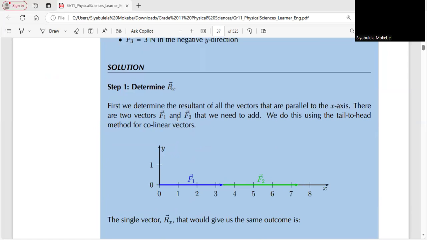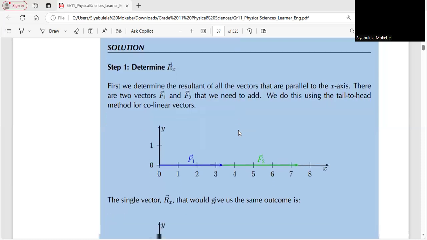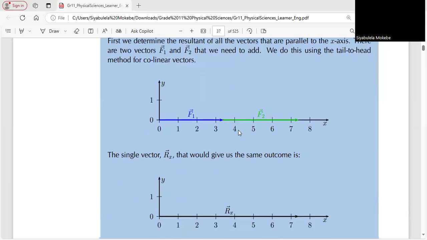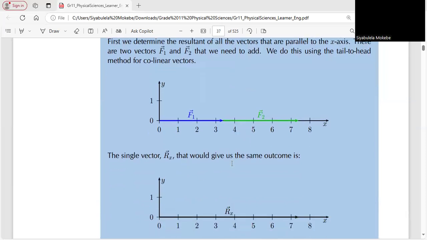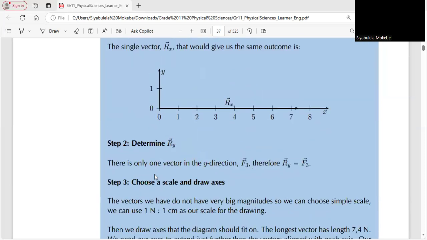First, we determine the resultant of all the vectors that are parallel to the x-axis. There are 2 vectors, f1 and f2, so we need to add. We do this using the tail to head method for collinear vectors. The single vector Rx that would give us the same outcome is this black one. There is only one vector in the y direction, f3, therefore Ry is equal to f3.